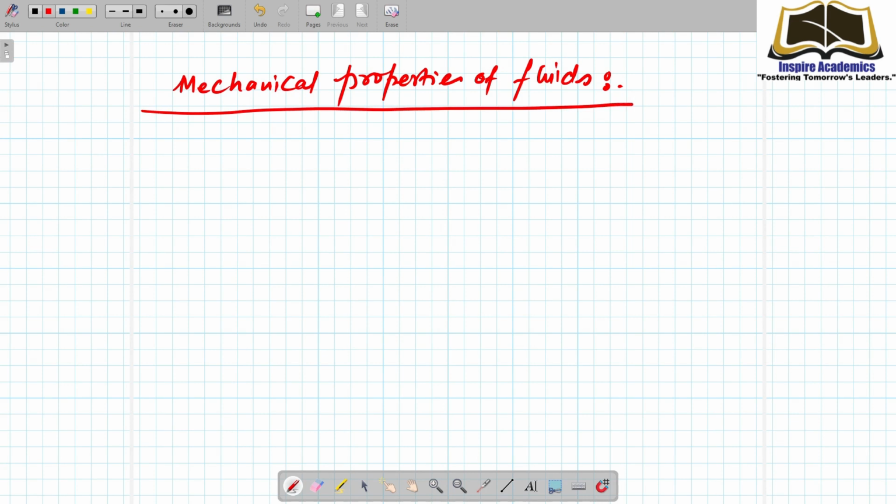Let us begin mechanical properties of fluids. Next chapter. In our last chapter, what did we discuss? We discussed about solids. How do fluids differ from solids? That's the first question. Anyone?